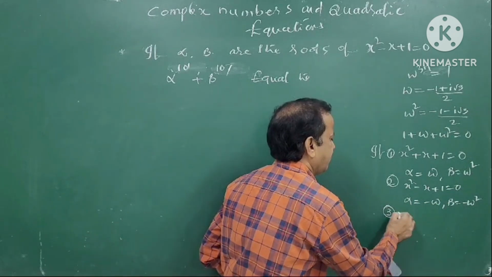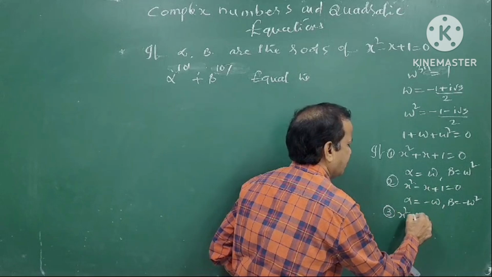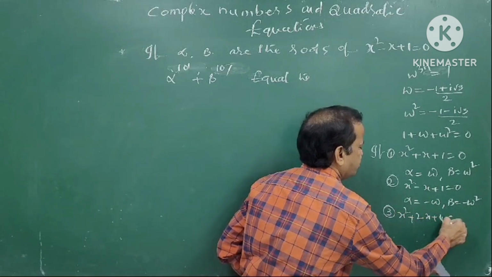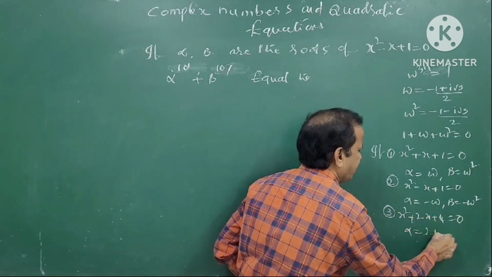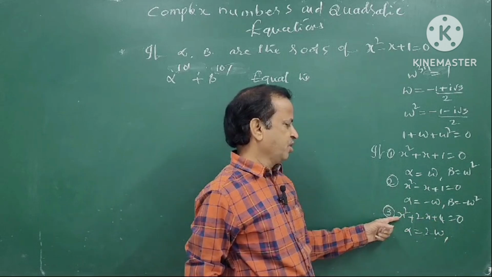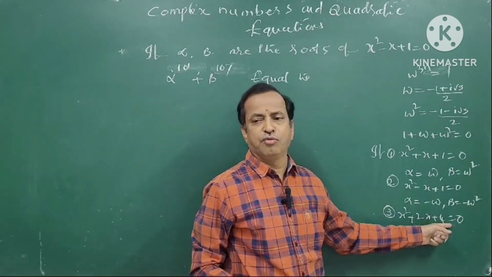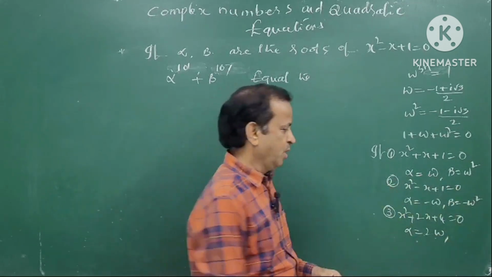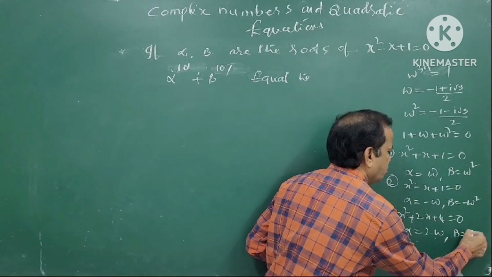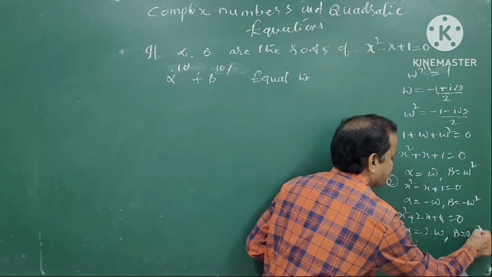Next, another equation: x square plus 2x plus 4 equal to 0. You take alpha as 2 omega. Why 2 omega? Because 4 omega square plus 4 omega plus 4, with 4 common, gives 0. So beta is 2 omega square.